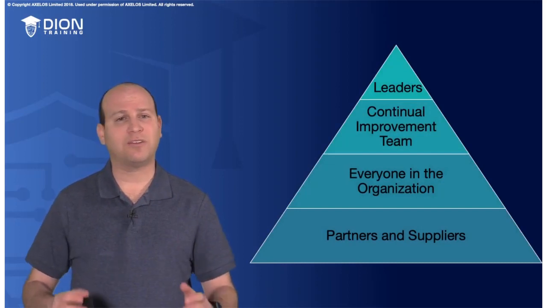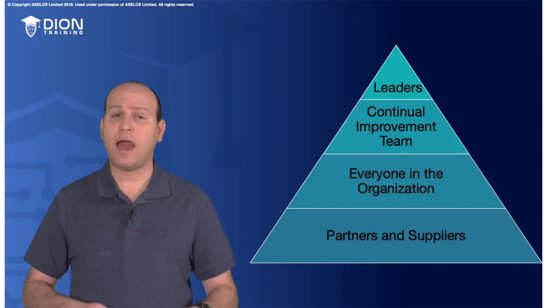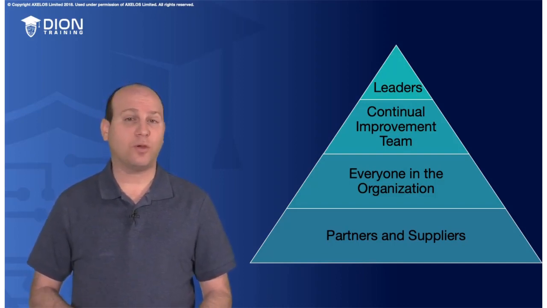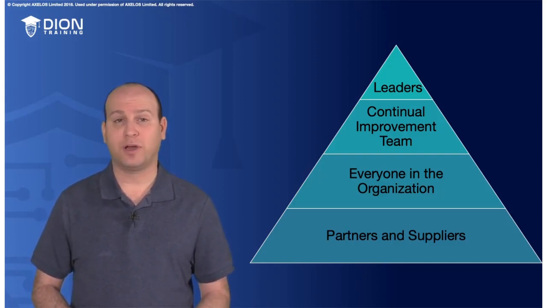We like to put this in as a pyramid. So if we start at the bottom and we start thinking about our partners and suppliers, how can we improve our relationships with partners and suppliers? Well, we can do that by going through and looking at our contracts and including how we're going to measure, report, and improve those processes.